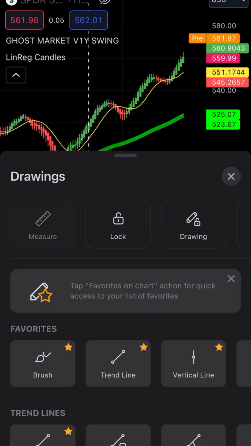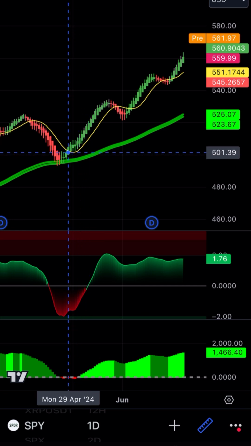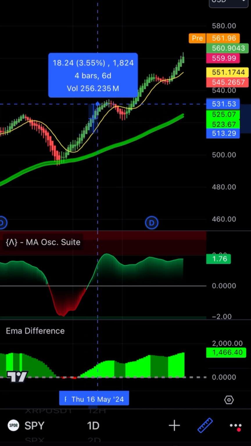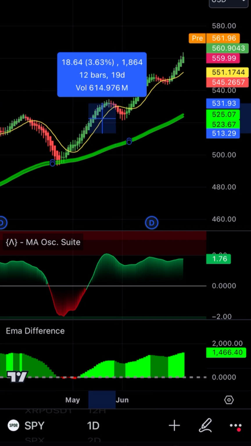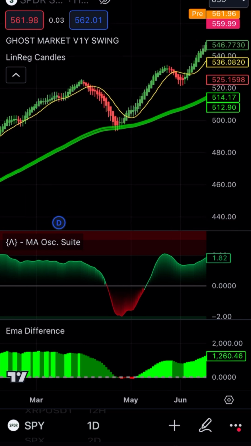If you got in right here, you could have gotten down here if you looked at your linear line, but this one right here is still a good trade. So you can just come in right here and ride it out till it touches the linear line, and then you know when to get out of your trade. So that one is almost a $20 difference in price. But let's real quickly look at another example.